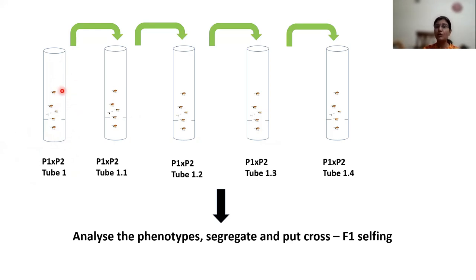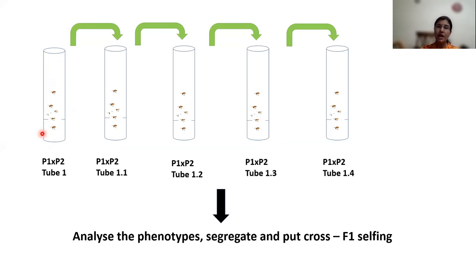We know that the eggs are going to appear within 1 day if the mating has happened. So starting with 1 tube will not give us a significant number of the population which can be analyzed statistically. So we have to set up multiple crosses of the same experiment. For that, we also require multiple virgin female flies, which is very tedious work.